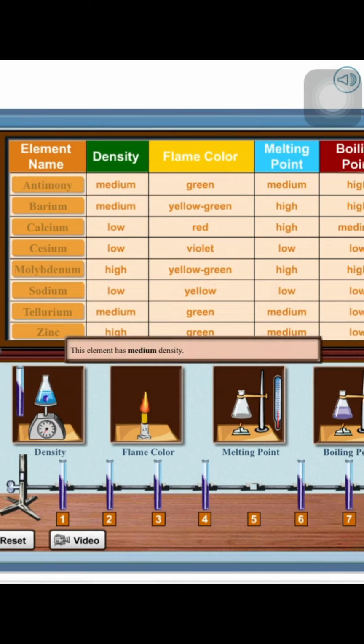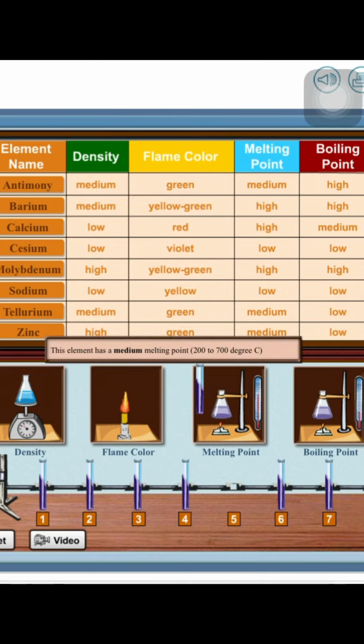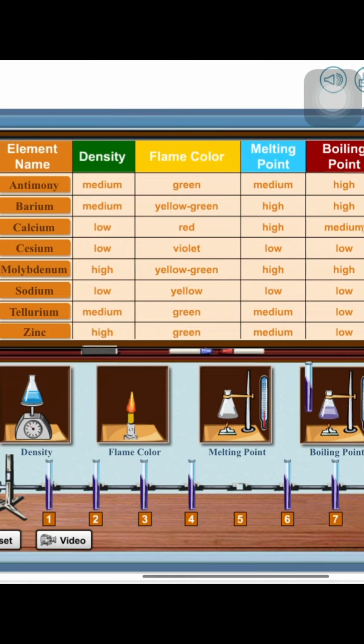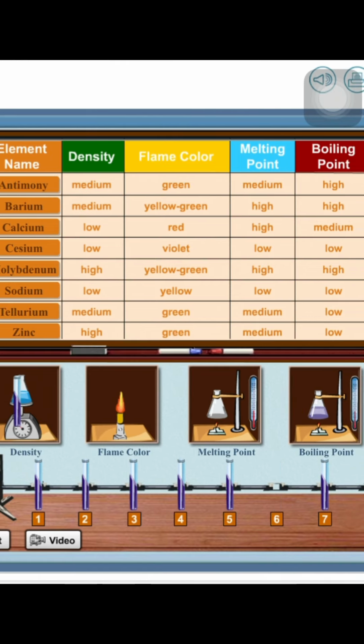For element number 5, it has a medium density and produces a green color. The melting point for number 5 is medium and the boiling point is low. Congratulations! You have correctly identified the mystery element. And the name for this element is tellurium.